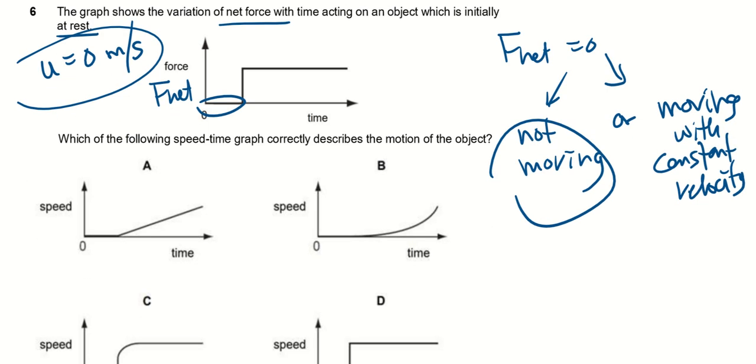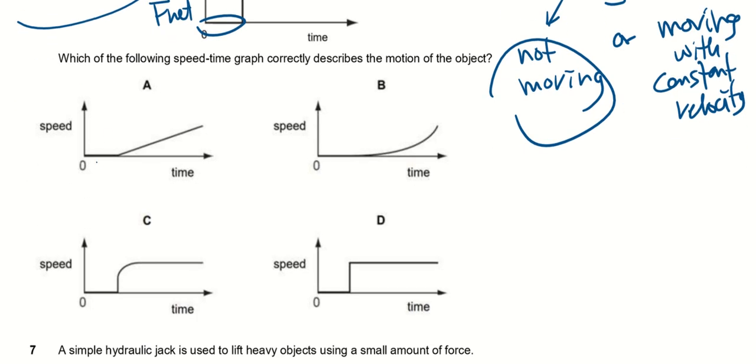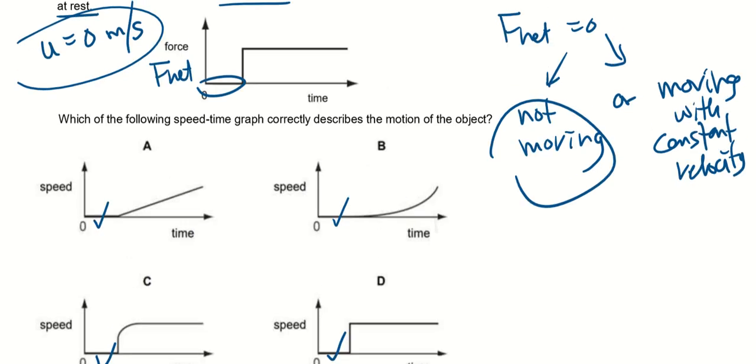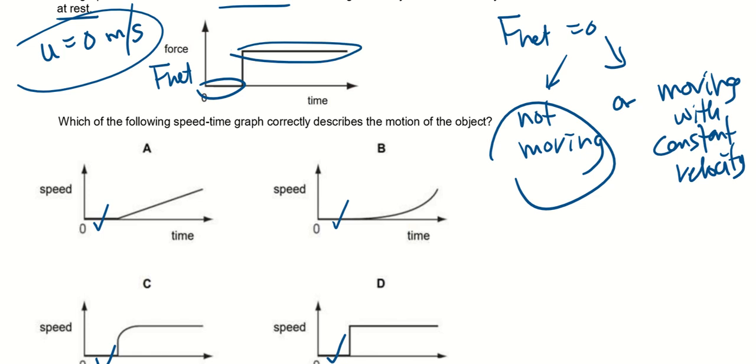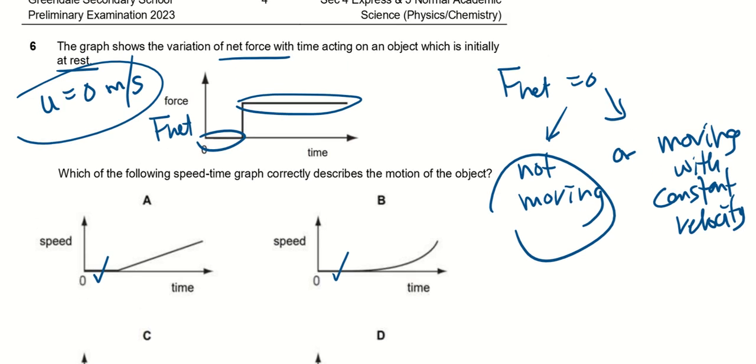So I must look for the graph with the speed equals to 0. And unfortunately, all 4 options show that the speed was 0. Never mind. Then we see that the next part, F net actually increases to a certain value, and it became a constant F net. Whenever there's F net, there's going to be acceleration, because F net equals ma. Since the F net is constant and mass doesn't change, that means acceleration is going to be constant.